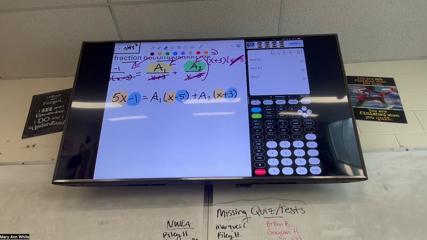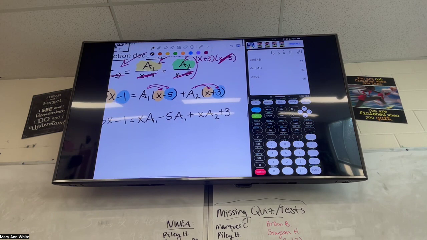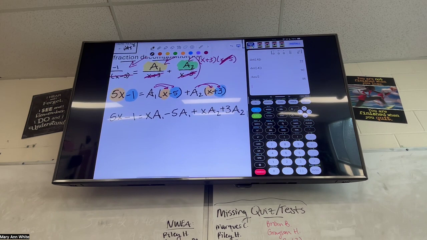So before we can get those things together, I need to distribute that a sub 1, that a sub 2, because right now it's outside the parentheses. Again, it's going to get messier before it gets cleaner, but just let it be. So I've got x times a sub 1 minus 5 times a sub 1 plus x times a sub 2 plus 3 times a sub 2. I know that we also have like terms with a sub 1 and a sub 2, but I want you to ignore that for right now.